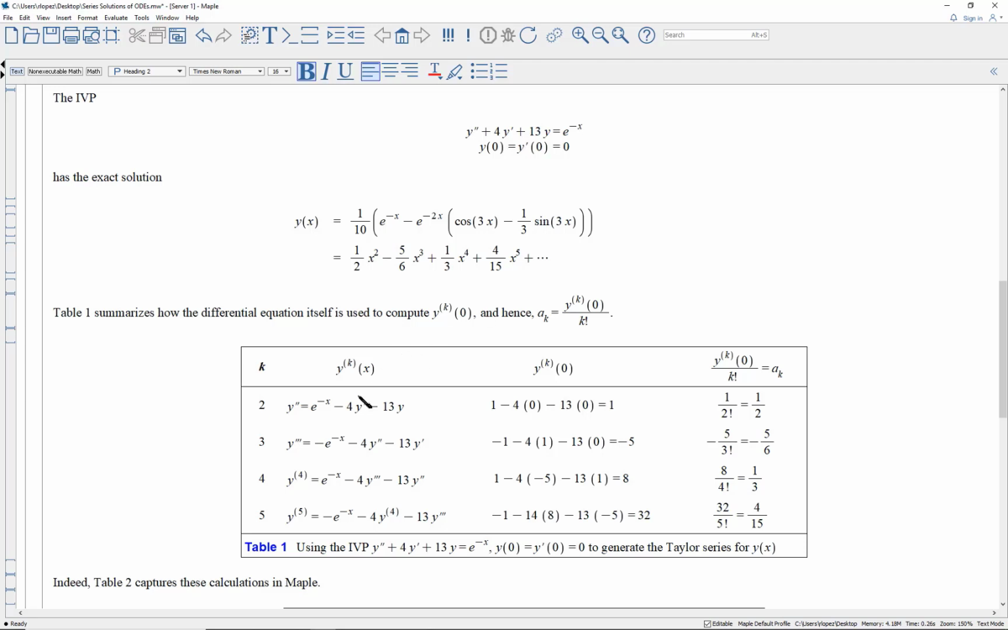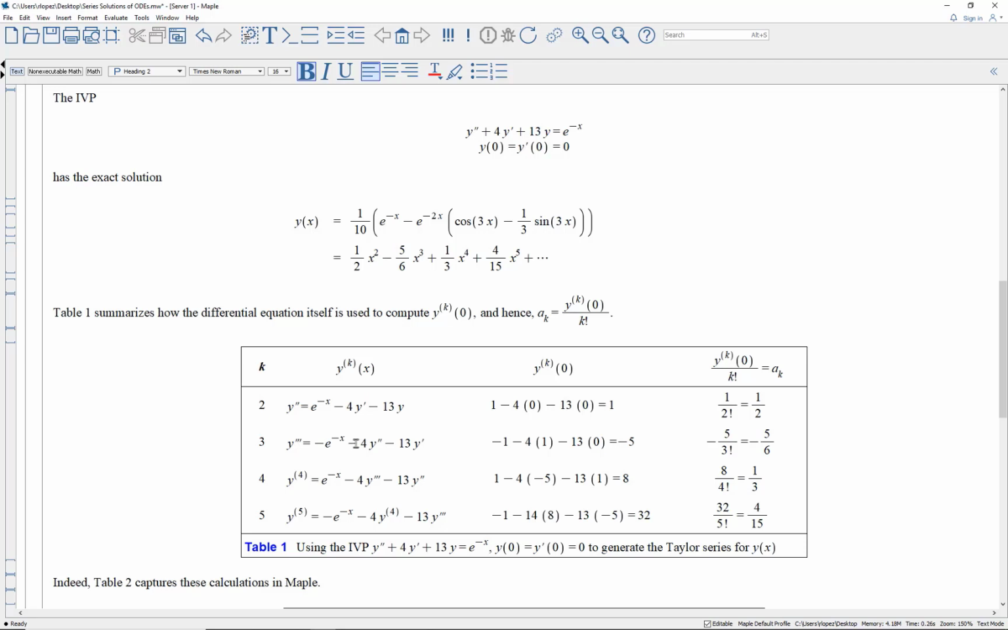Now, in table 1, what I've done is I've used the differential equation to compute these coefficients. So we know y at 0 and y prime at 0. How about y double prime at 0? So this is 0, this is 0, e to the 0 is 1. That's what these numbers are. So that coefficient is 1, and the A2 coefficient in the expansion is going to be 1 over 2 factorial.